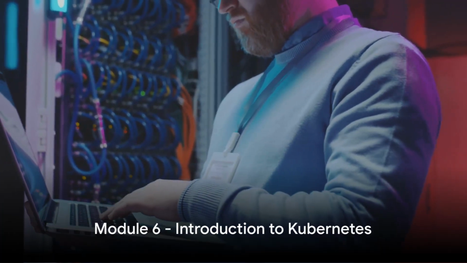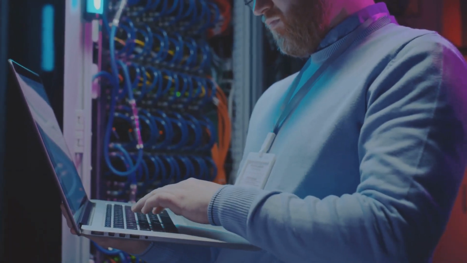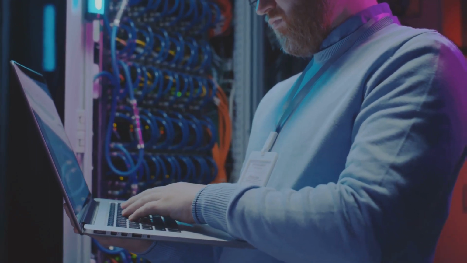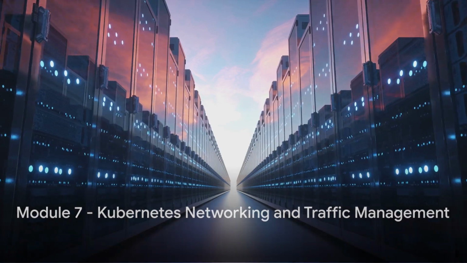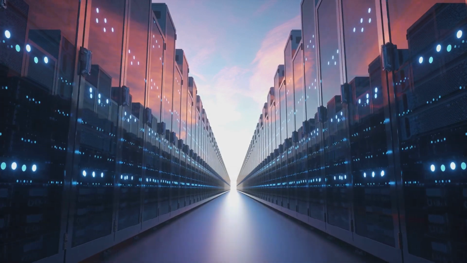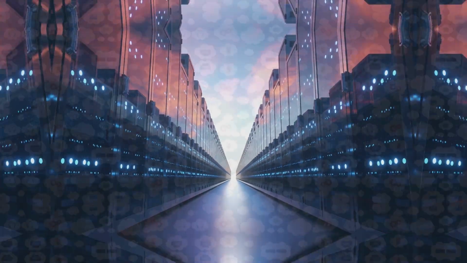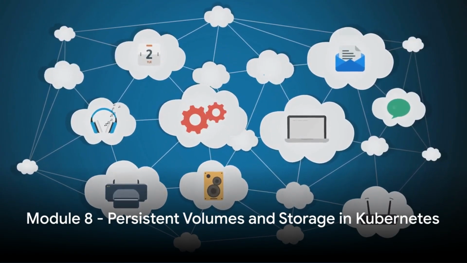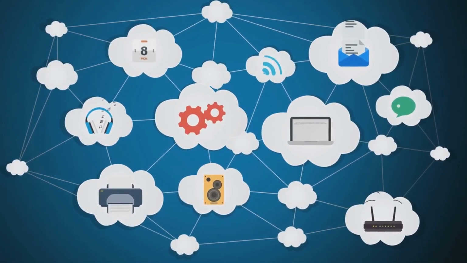The sixth section introduces you to Kubernetes, where you'll learn about its architecture and core concepts like pods, services, and deployments. In the seventh section, you'll delve into Kubernetes networking, service discovery, and network policies for effective traffic management. The eighth section will familiarize you with persistent volumes, storage classes, and dynamic provisioning in Kubernetes.